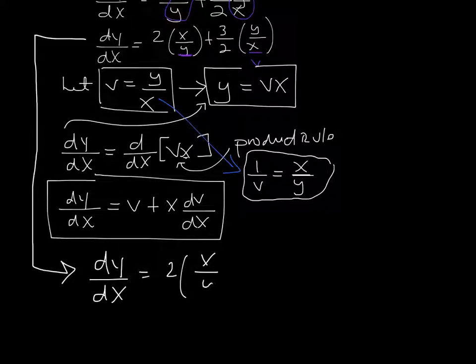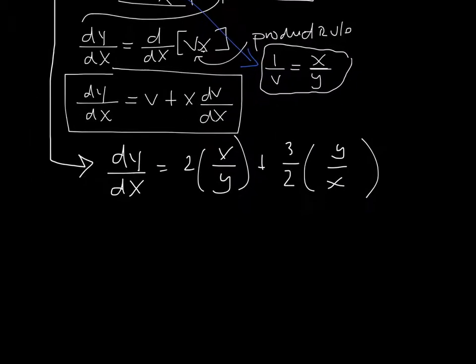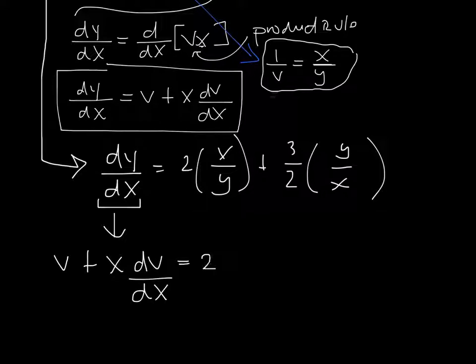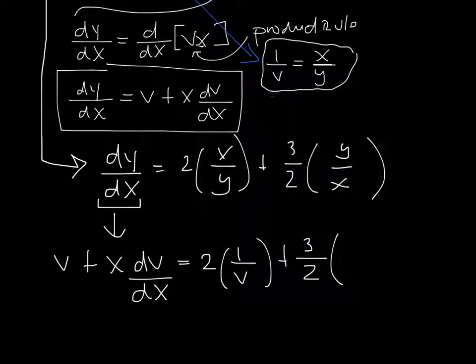So 2x over y, 3 halves y over x. Okay, dy/dx, what is dy/dx? It's v plus x dv/dx, or v prime, equals 2 times x over y. Well, my x over y is my 1 over v. So that's times 1 over v, plus 3 halves times our y over x, but we let y over x be v. So I can just write v.